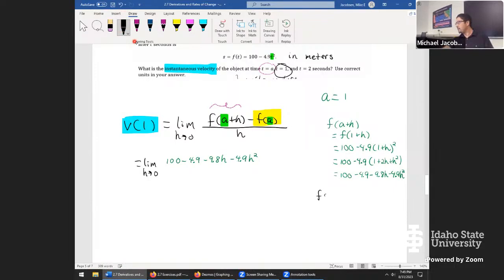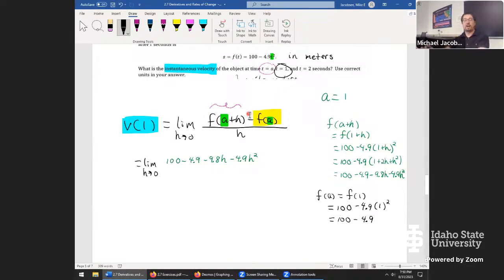So now for f of a, well, if we're doing it at time 1, we set a equals 1. So we're doing f at time 1. And this one's not so bad. There's no variable this time, making it nice. 1 is going to go right where the t is. So it becomes 100 minus 4.9 times 1 squared. That means it's just 100 minus 4.9 altogether.